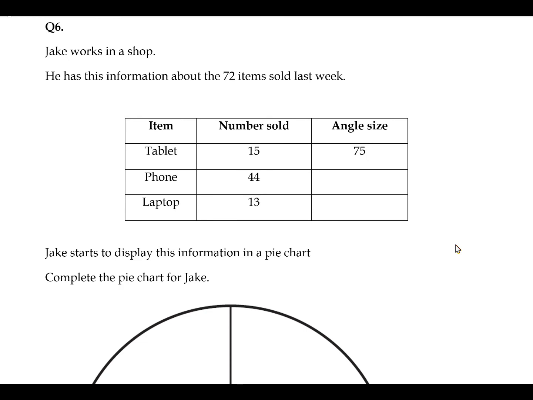Question 6. Jake works in a shop. He has this information about 72 items sold last week. So the number of items sold is 72. Jake starts to display this information in a pie chart. Complete the pie chart for Jake.